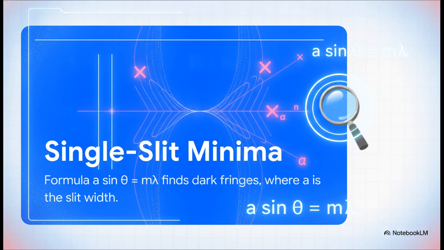Okay, let's dive into this. There's an incredibly elegant formula for this. a sin θ = mλ. This equation dictates exactly where the light waves perfectly cancel each other out to create total darkness, what we call the dark fringes, or minima. Here, a is our slit width, θ is the angle from the center, λ is our wavelength, and m is just an integer, the order number, like 1, 2, or 3.